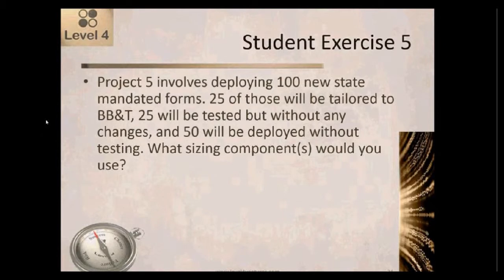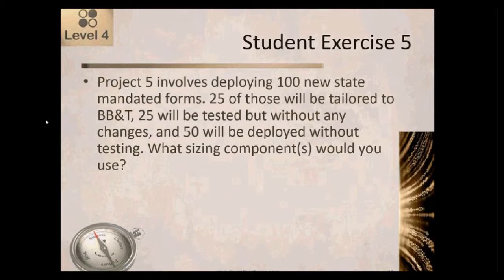Project 5 involves deploying 100 new state-mandated forms. 25 of those will be tailored to BB&T. 25 will be tested, but without any changes. And 50 will be deployed without any testing or changes. What sizing components would you use? About 5 more seconds. Shannon, what'd you come up with?